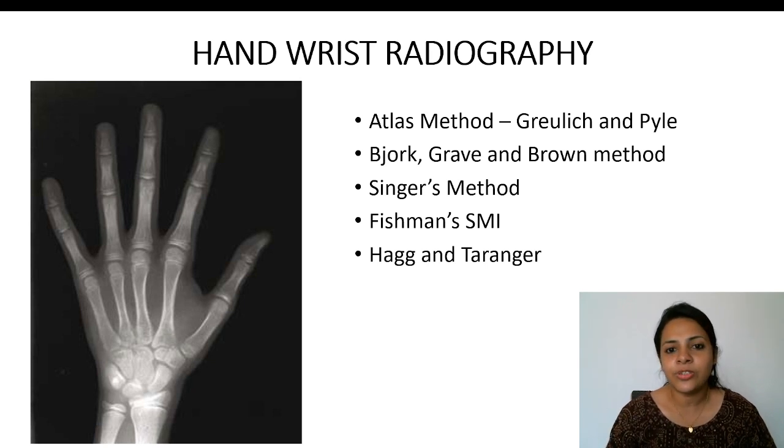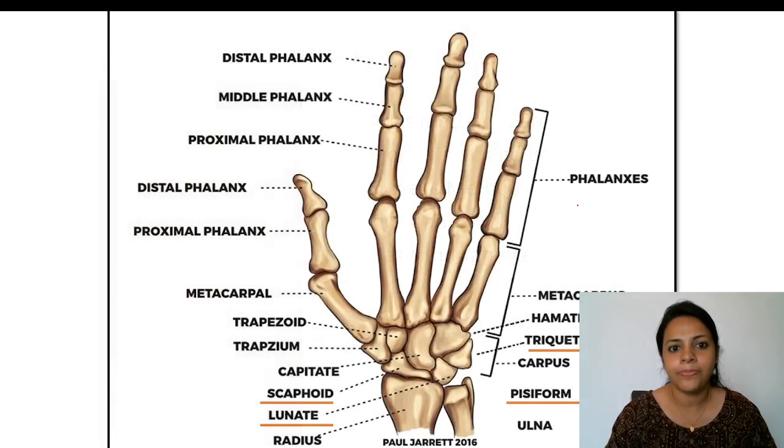Under hand wrist radiography, various people have given various techniques. There is the Atlas method by Greulich and Pyle, the Björk, Grave and Brown method, Singer's method, Hägg and Taranger's method, and also Fishman's skeletal maturity indicator. In today's session, we'll discuss Fishman's skeletal maturity indicators.